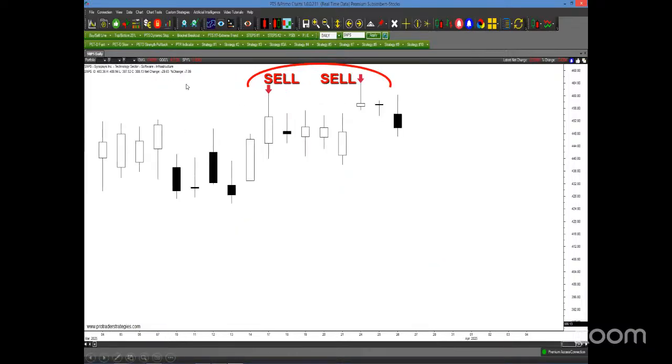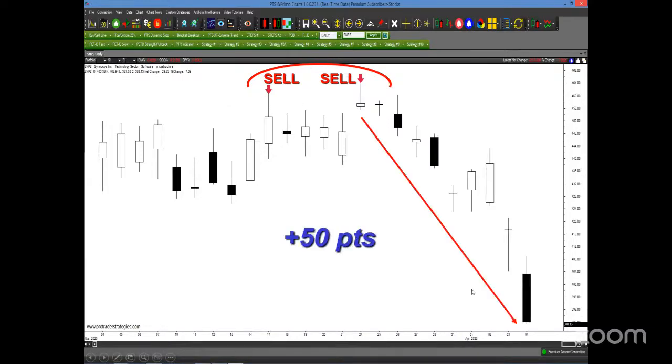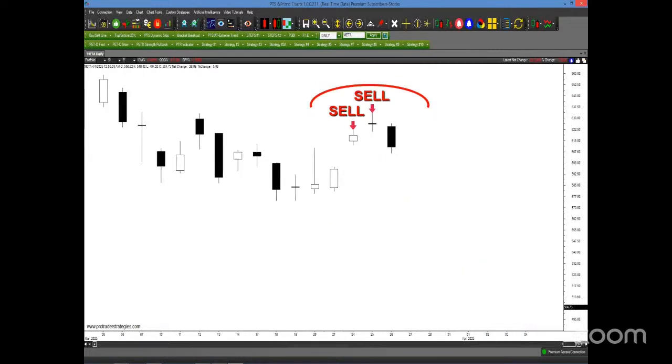All right, 2 sell signals were generated in the SMPS right here. 50 points coming into last Friday. This was just 4 days ago. Some of these stocks are actually even lower now. Let's look at Meta. Okay, 2 more signals generated here to go short.